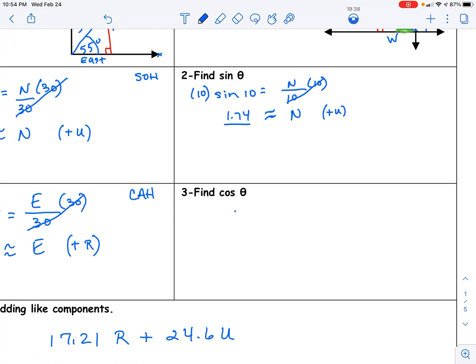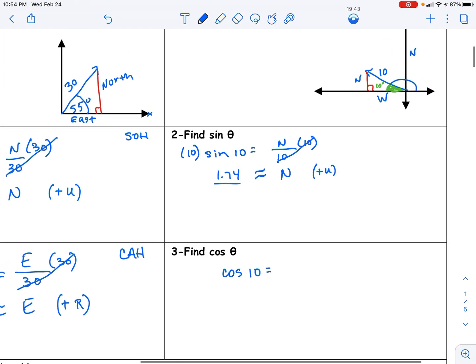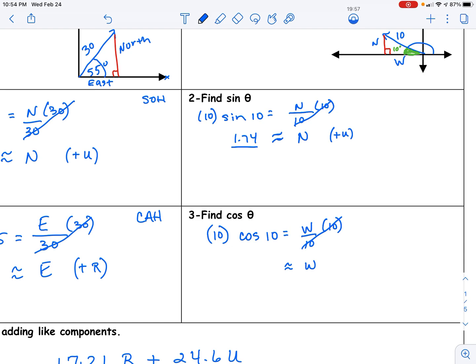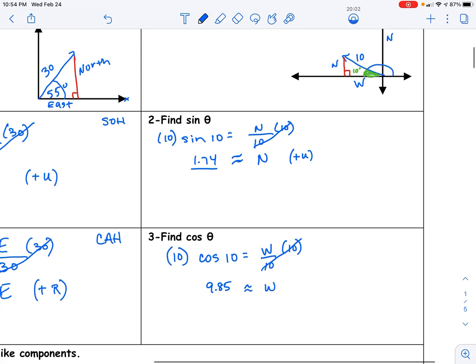And then we're going to find cosine of 10. And that's going to be adjacent over hypotenuse. And the adjacent side here is going to be the west side over 10. And we'll get an approximate measure here of 9.85. Now west is heading, on our coordinate plane up here, it's heading west. It's heading left. Our point is to the left. So we are going to consider this to be a negative R.